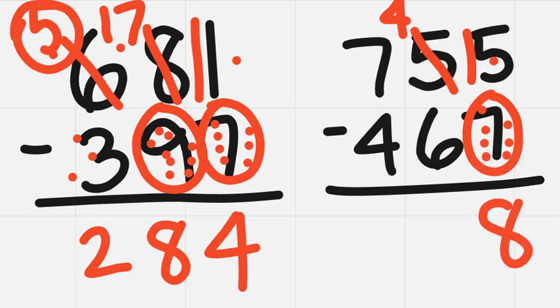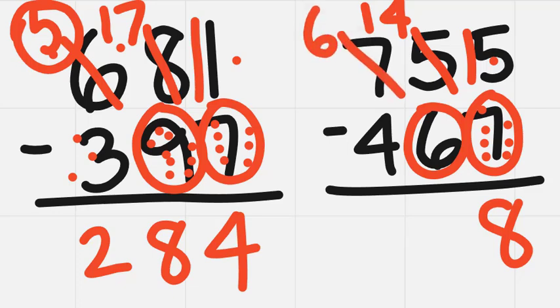Next, between 4 and 6, 6 is bigger and on the bottom, so it means we need to borrow. The 4 becomes a 14. We cross off the 7, which becomes a 6. Now we can subtract 14 minus 6. 14, 13, 12, 11, 10, 9, 8.